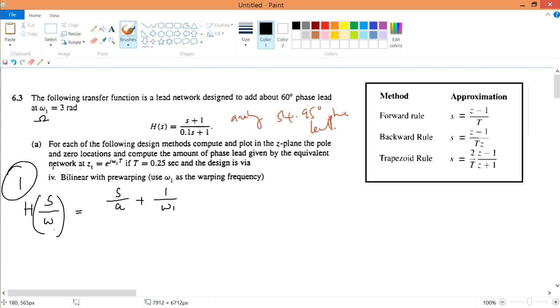In this case, it's omega 1, so you just write omega 1 divided by, for S in this case, we'll divide by A, and then plus 1 over omega 1. So this is the first step.